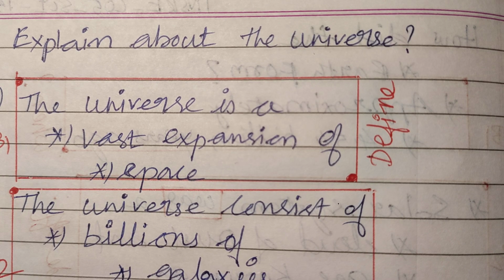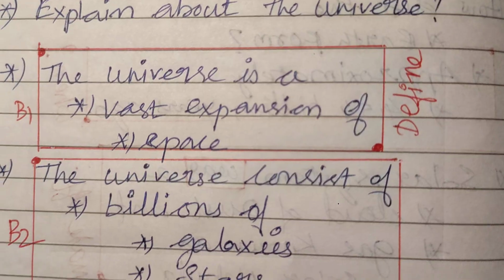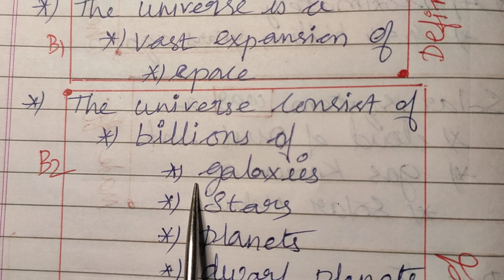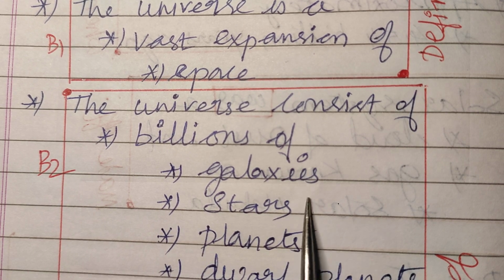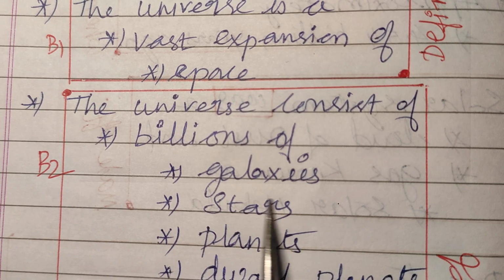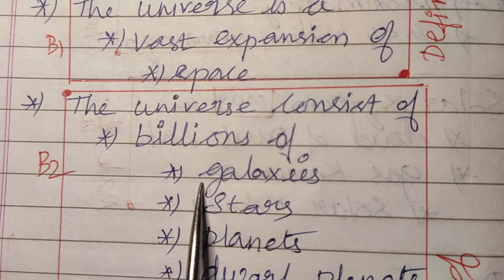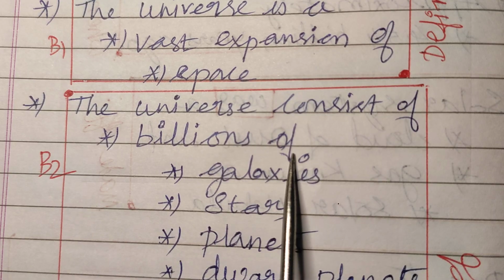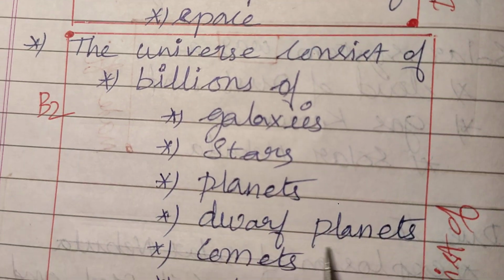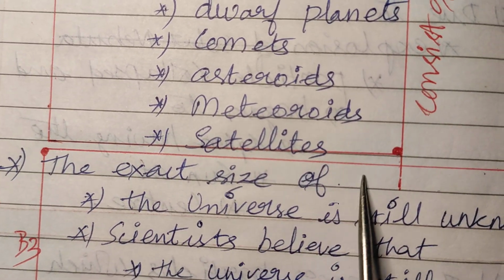The next part of the answer is, what does the universe contain? We're going to see what the universe actually contains. The universe consists of billions of galaxies. The galaxy we live in is called the Milky Way. The Earth and the solar system we live in belong to the Milky Way. There are billions and billions of galaxies. It contains stars, planets, dwarf planets, comets, asteroids, meteoroids, and satellites.